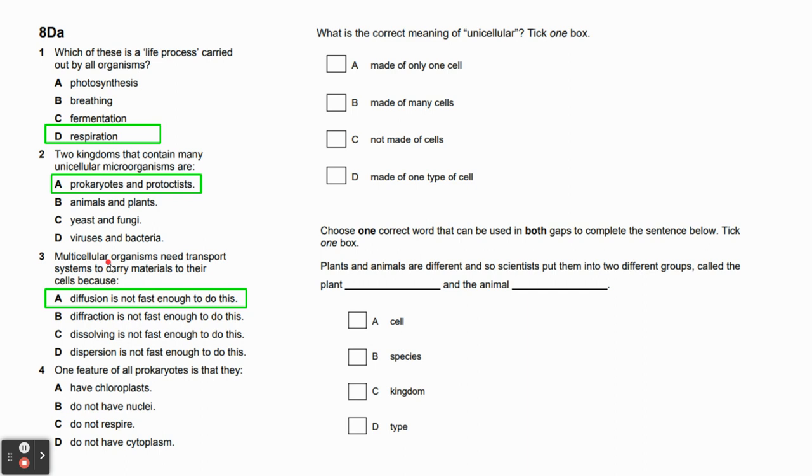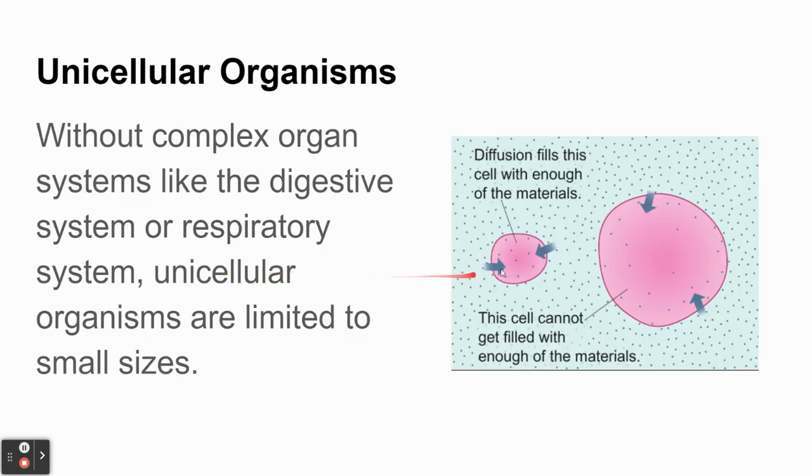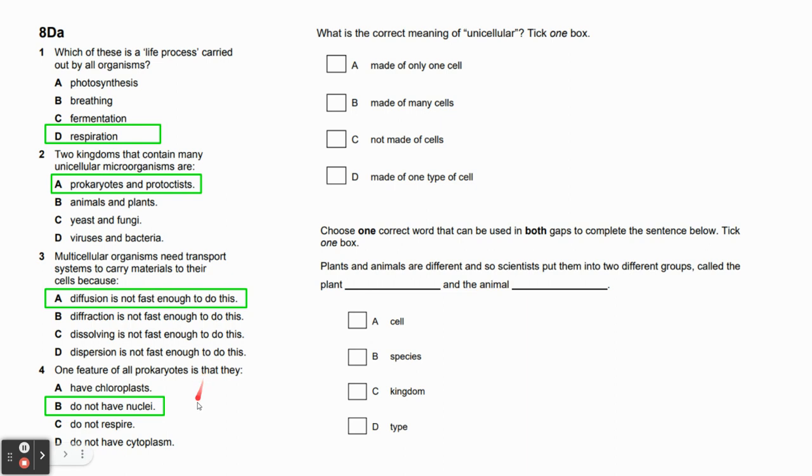Number 3, multicellular organisms need transport systems like the circulatory system because diffusion is not fast enough. A bit like on an earlier slide where we saw this cell getting all of its substances by diffusion, if we as a multicellular organism were relying on that to happen, we would die long before cells right in the centre of our body were able to get all of these substances. And one feature that prokaryotes have is that they do not have nuclei. So bacteria cells do not keep their DNA in a nucleus. Their DNA is just floating free in the cytoplasm.